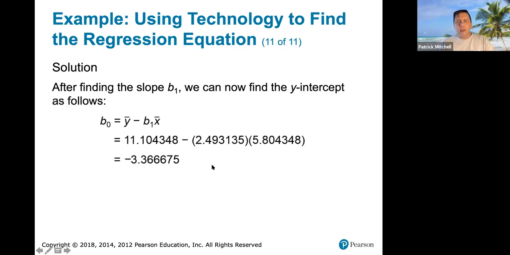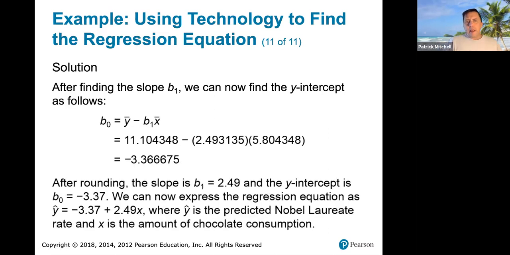Okay. All right. And they said to round those values to 3 significant digits. So that would be 2.49 and negative 3.37. So the regression equation is y hat equals negative 3.37 plus 2.49x, where y hat is the predicted Nobel laureate rate and x is the amount of chocolate consumption.